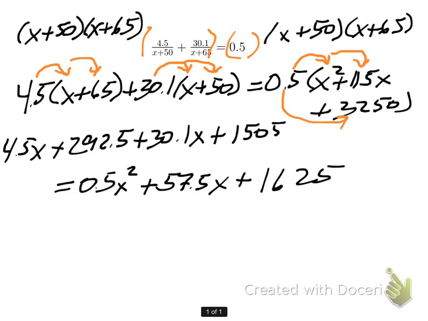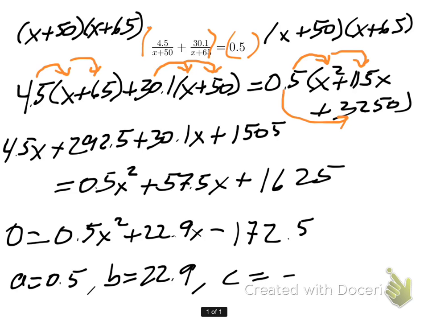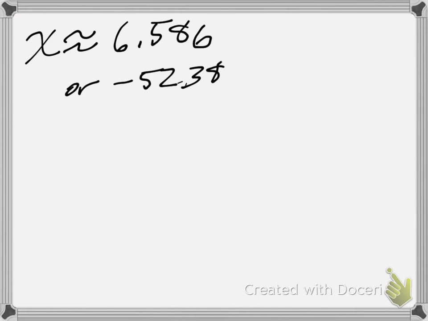So there aren't any x squared terms, so I'll just have 0.5x squared. But the x term, I've got the 57.5. I'm going to subtract the 4.5 and the 30.1, and similarly with the constant term. So I end up with 0.5x squared plus 22.9x minus 172.5. And so I have my a and b and c for quadratic formula. Looking at what the calculator gets, I get 6.586 and negative 52.38, which spider senses are tingling. I'm going to toss out that negative number.